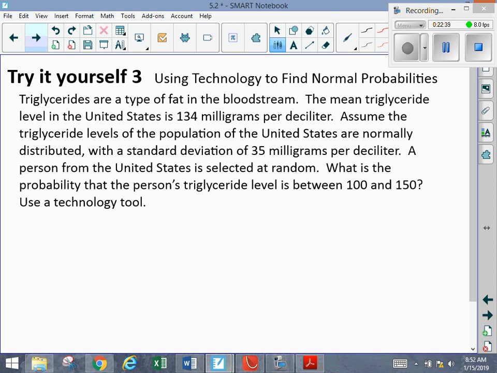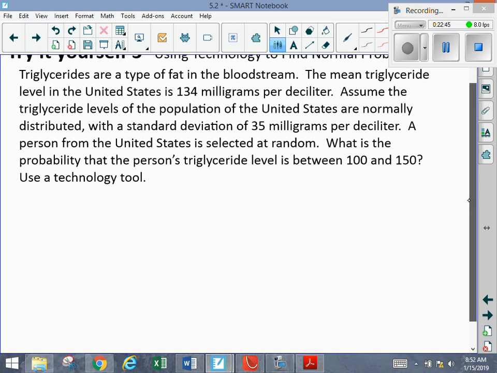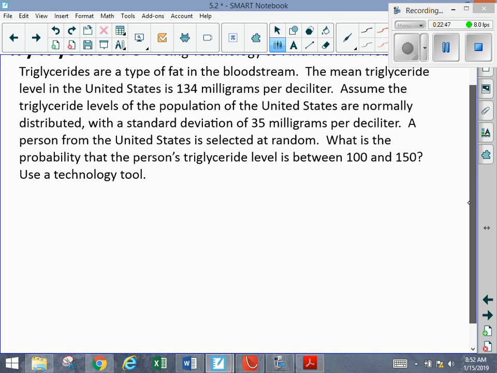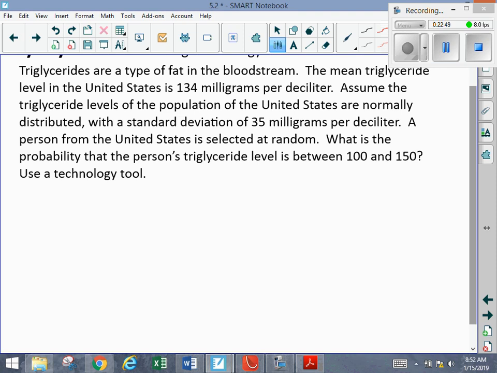Triglycerides are fat. All right. Talking about how fat Americans are. Okay, we're happy.